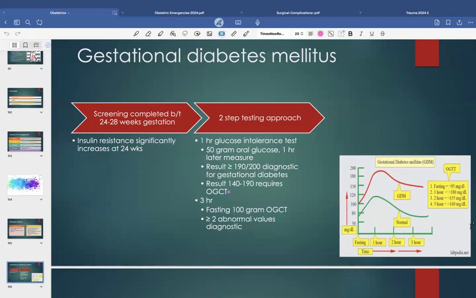No, that's greater than. Fasting greater than 95 is abnormal. At 1 hour, if it's over 180, that's abnormal. At 2 hours, if it's over 155, that's abnormal. And at 3 hours, if it's over 140, it's abnormal. If it's under those numbers, it's normal. If you have 2 abnormals out of the 4, that is gestational diabetes. 2 abnormal values is diagnostic, 2 or more.